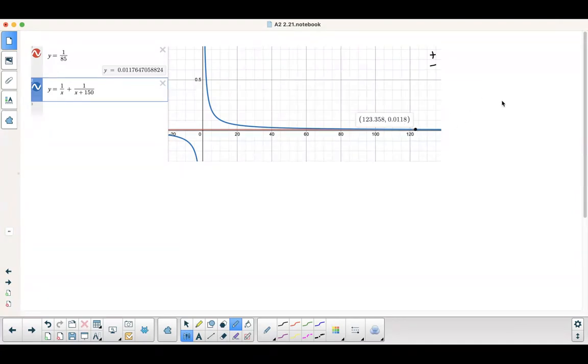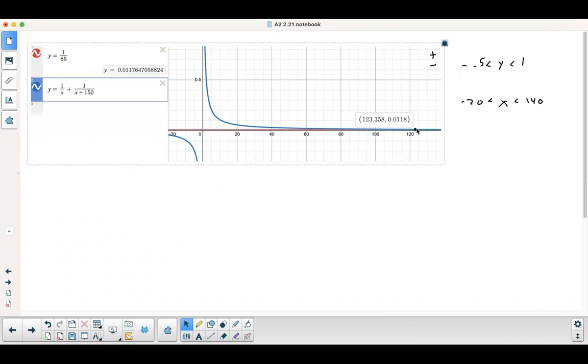But so what I did is I made my window from -20 to, I don't know what I put here, 140 or 150 or something like that for X. And then my Y, I kept it really small because I didn't want to zoom out too far. I made it like -1/2 to 1. That way I could see a little bit better. And then I just took my cursor and I clicked right there and I found that they intersect at 123.